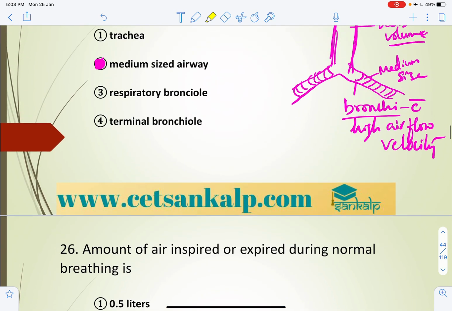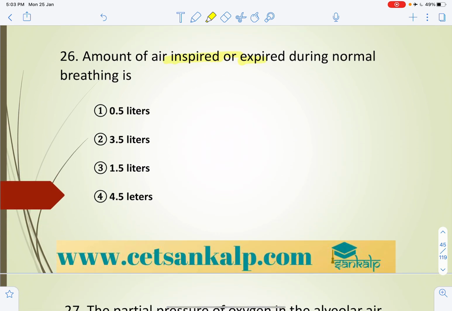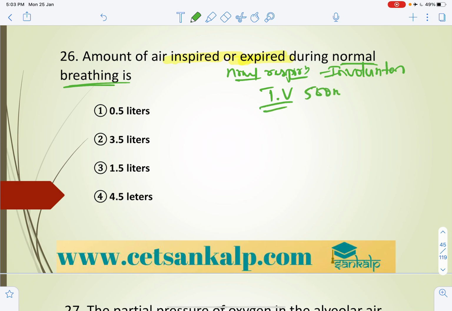The amount of air inspired or expired, which includes both inspiration and expiration, means it is normal respiration. Normal respiration is involuntary. Keep it in mind, that is normal breathing. How much is it? That is what we call tidal volume. Tidal volume is 500 ml, or I mentioned there 0.5 to 1 liters.